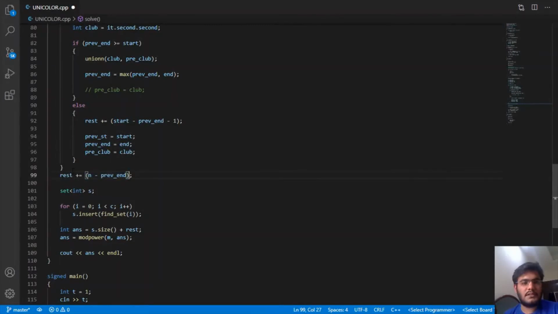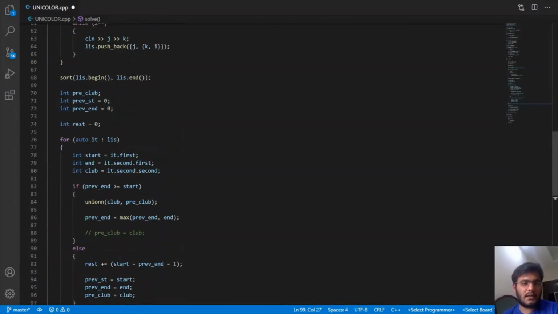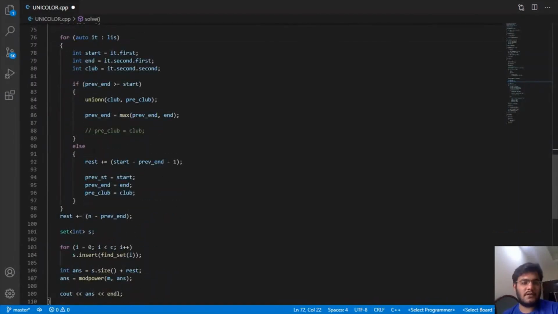One thing to note is that when we are considering the first interval, there are also some elements on the left of this particular interval, but they are already covered because we have considered that our previous interval starts from 0 to 0. The only remaining elements were at the right of the last interval.